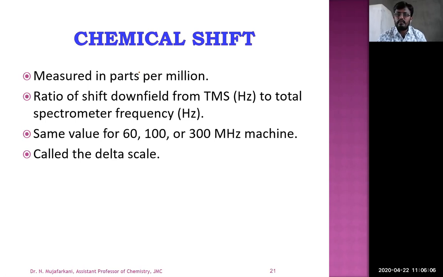Here is a concept we need to understand. It may be derived from magnetic equivalence and chemical equivalence. Magnetically equivalent protons are chemically equivalent protons.